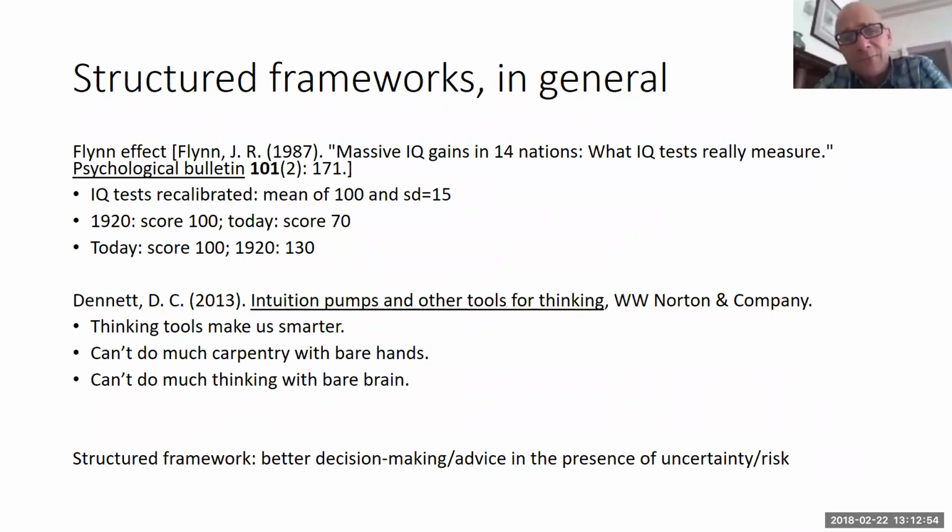The other reference I have on this slide is a book by Dennett called Intuition Pumps and Other Tools for Thinking. He makes the point in this book that thinking tools can make us smarter, and he draws the analogy that we can't do much carpentry with our bare hands, and similarly we can't do much thinking with a bare brain. So this presentation is going to present a structured framework for communicating uncertainty in the hope that that will lead to better decision making or advice in the presence of uncertainty or risk.